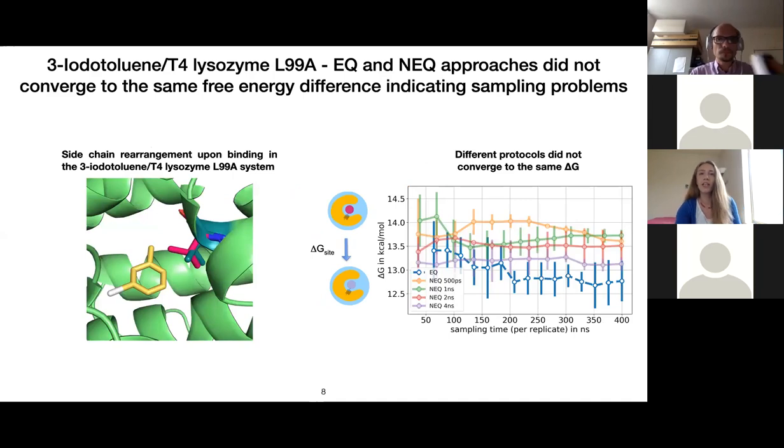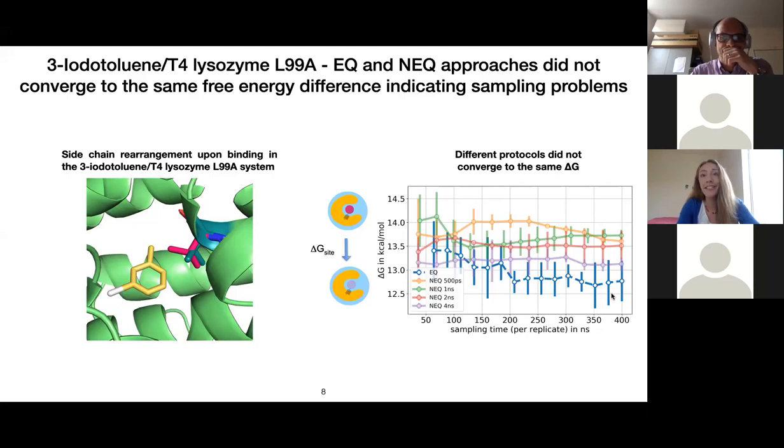We then looked at another ligand, 3-iodotoluene, binding to the same T4 lysozyme mutant. And from the literature, it's known that this ligand induces this slow side chain rearrangement of this valine side chain in the binding pocket because it's a slightly larger ligand. And so again, we're comparing here the equilibrium and different protocols of the non-equilibrium approach. And you can see that in 400 nanoseconds total sampling time, those do not converge to the same free energy difference. And that especially this equilibrium approach has a high standard deviation.